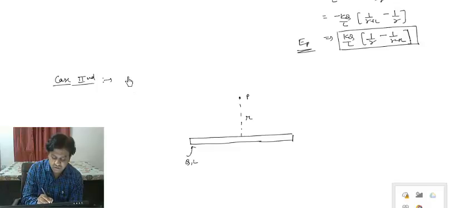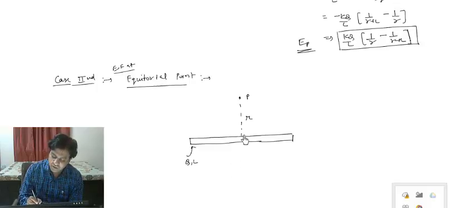So here we are talking about the equatorial point. Electric field at the equatorial point. To calculate the electric field at this equatorial point, we'll again do the same thing.